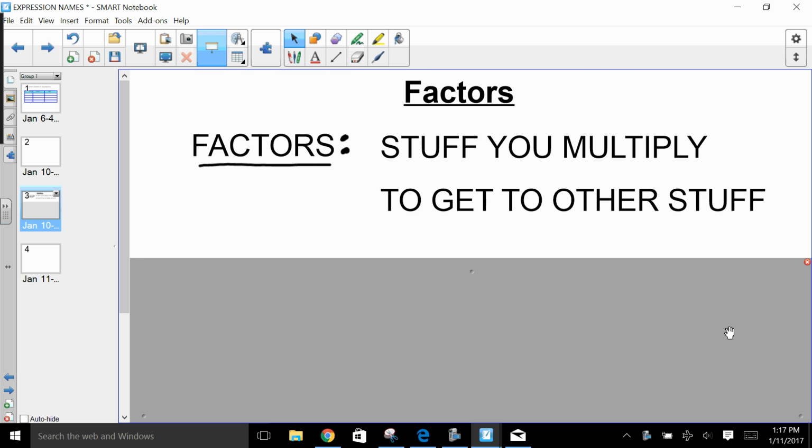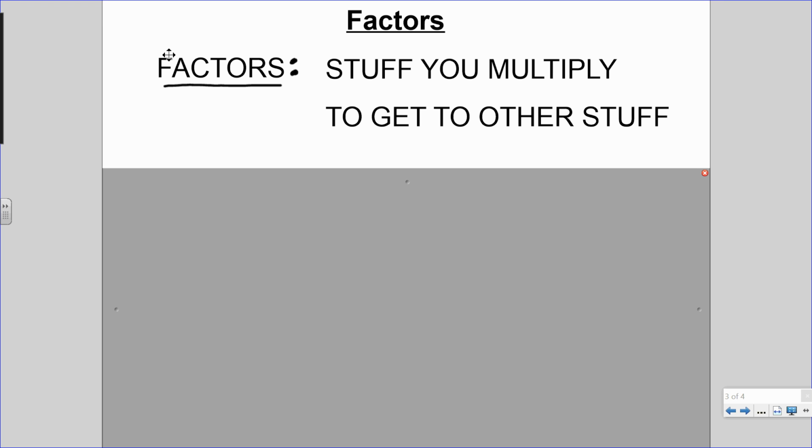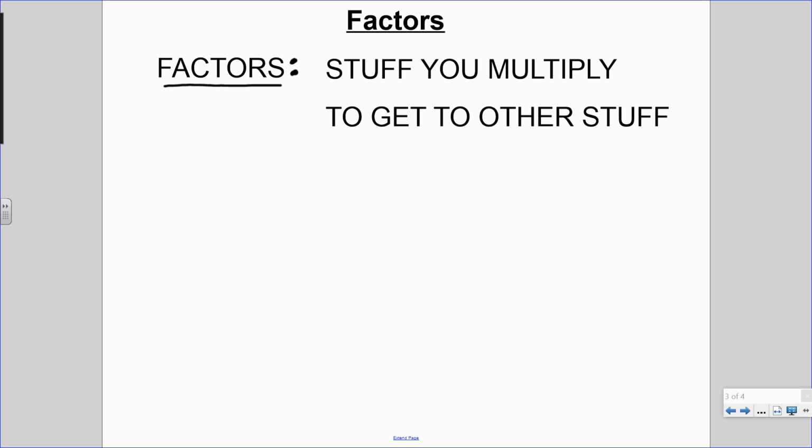I want to take the mystery out of factors. It's stuff you multiply to get to other stuff. Let me show you what I'm talking about. Ready? Here we go. A few examples, and you'll get what I mean.